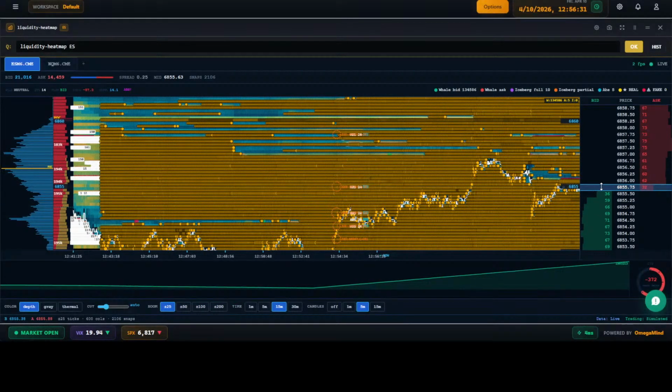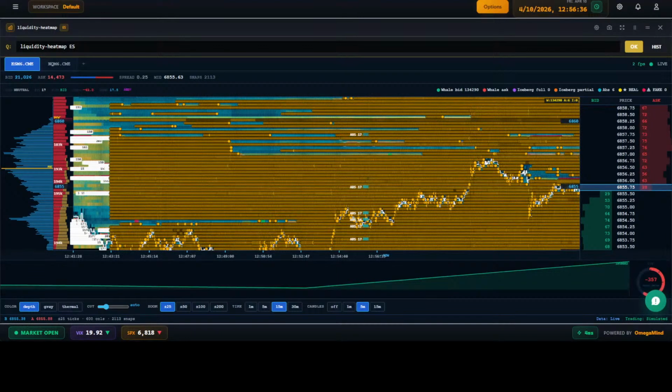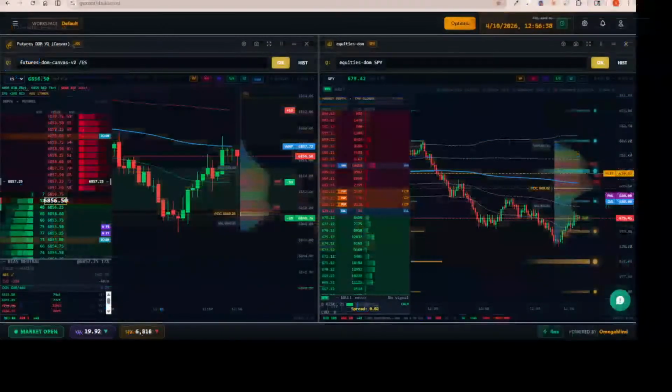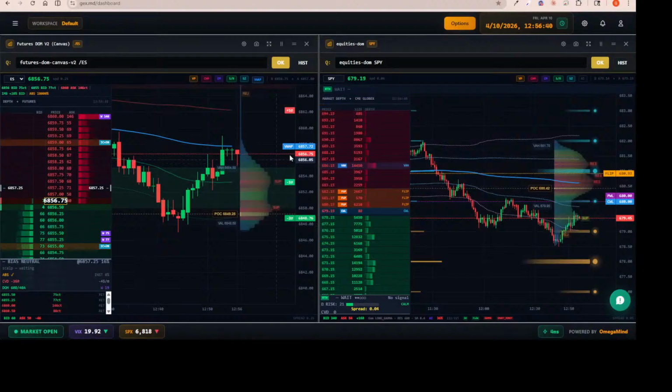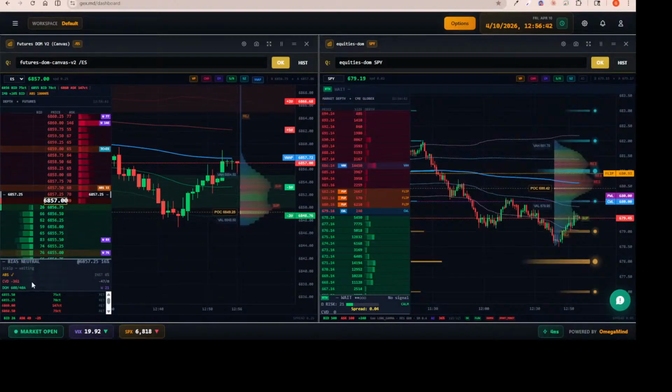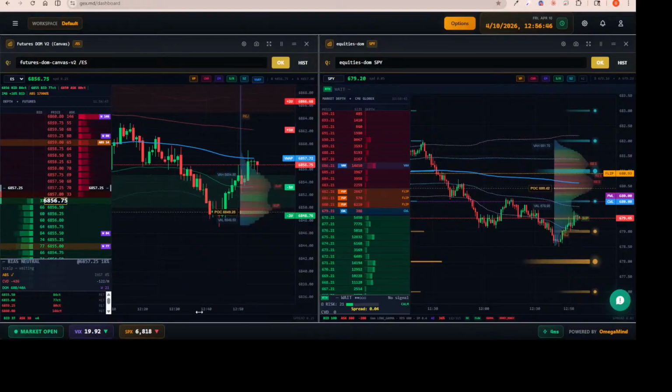It's only using the liquidity, the EMAX? Liquidity, and then they use this guy too. Oh, the DOM. They use the signal from here. So the futures DOM, okay.